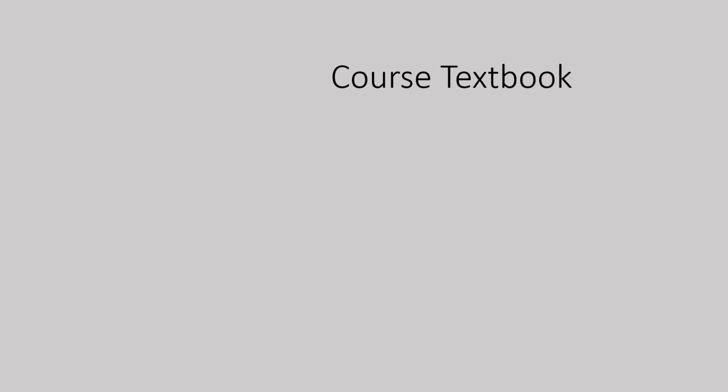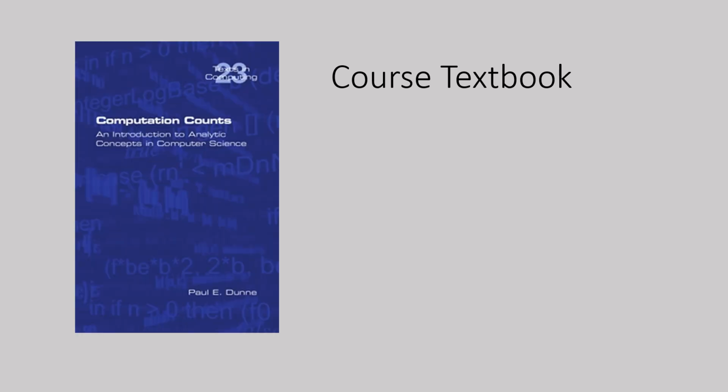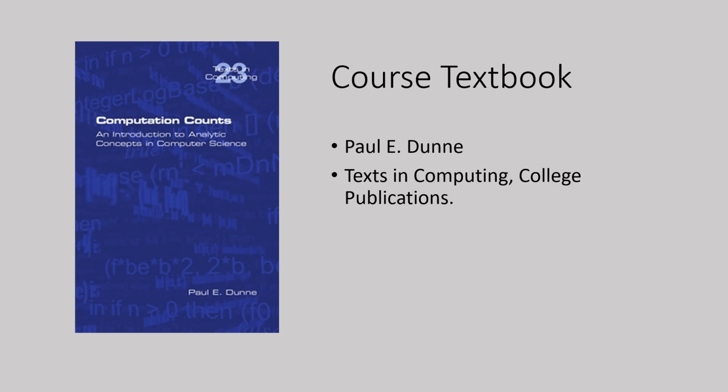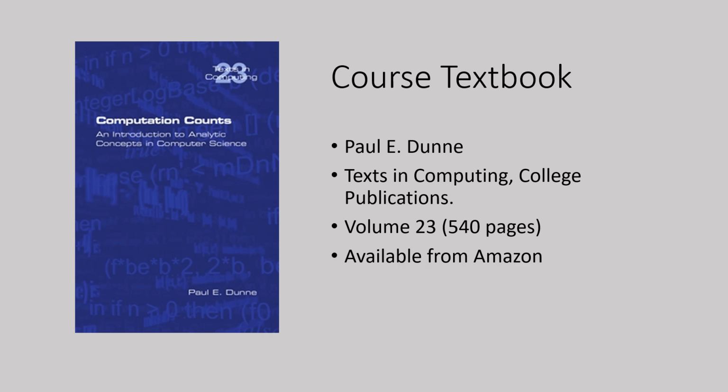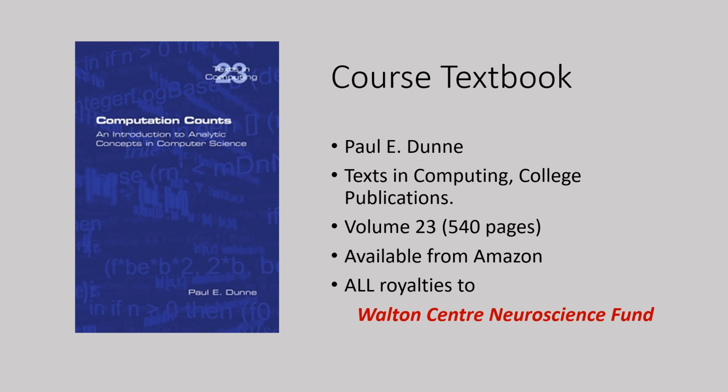So, there is a course textbook which was published in 2019. It's published by a firm called College Publications. The title of the book is Computation Counts. It's available from Amazon, and I do not receive a penny in royalties from it because I have asked that all royalties be donated to the Walton Center Neuroscience Fund.